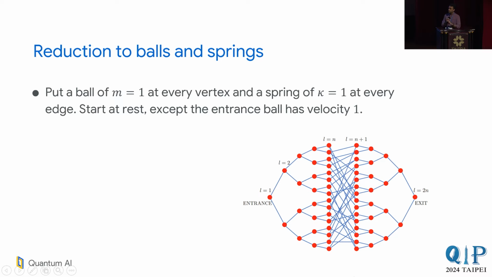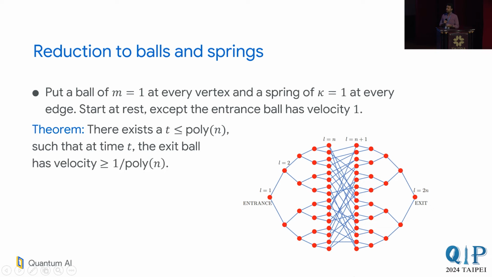You start out with all of the masses at rest, and just the first mass, the entrance, you give some velocity. We'll just say velocity 1. And what we can prove is that after some polynomial time, the exit vertex will have some inverse polynomial velocity, so some detectable velocity. And then you'll be able to solve the problem. Therefore, you can solve the glued trees problem using our algorithm. And the classical lower bound already exists from the original paper that introduced this problem, so that gives you an exponential quantum-classical separation for the glued trees problem.